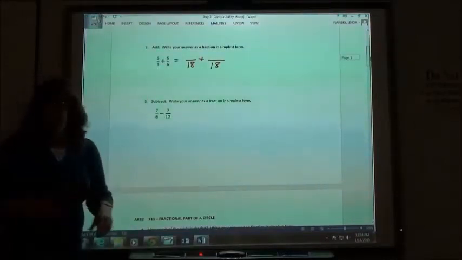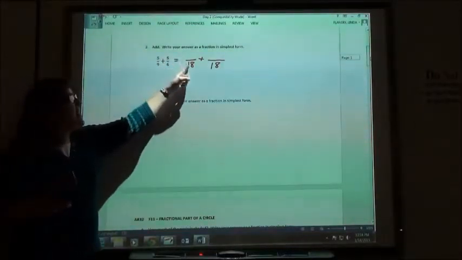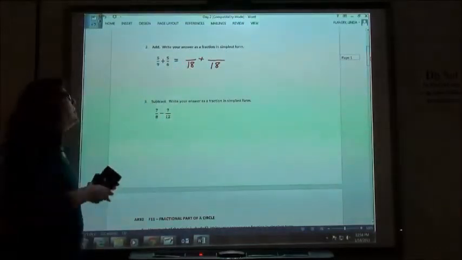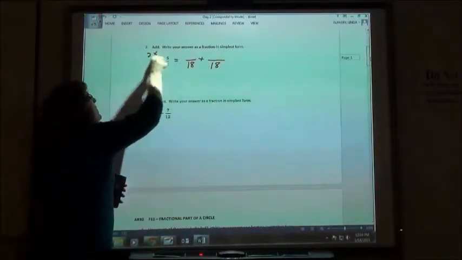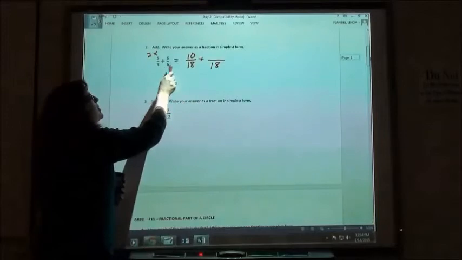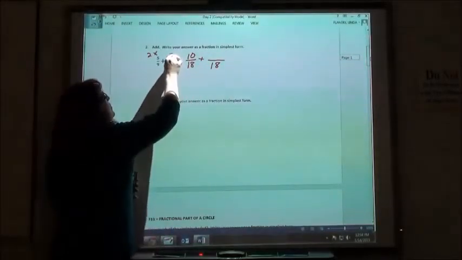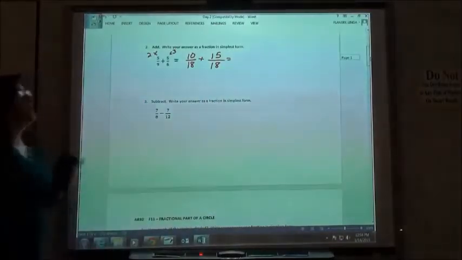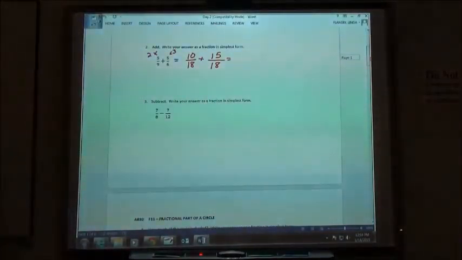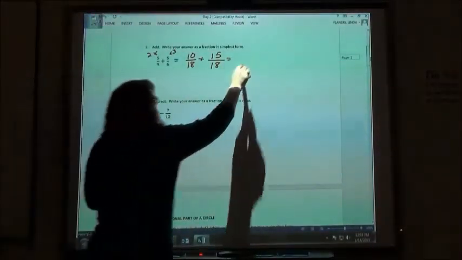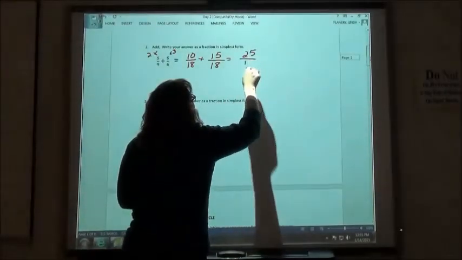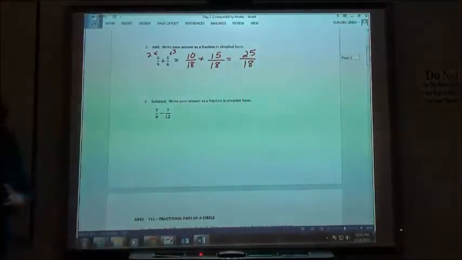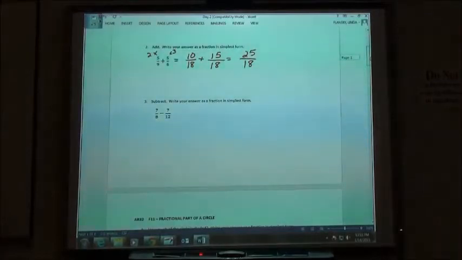Making our equivalent fractions then. 9 divides into 18. 2 times the 5 on top is 10. 6 goes into 18. 3 times the 5 on top, 15. So now we're going to add 10 plus 15, 25/18ths. Now if you're really looking at that and you weren't sure, does that reduce down or not?